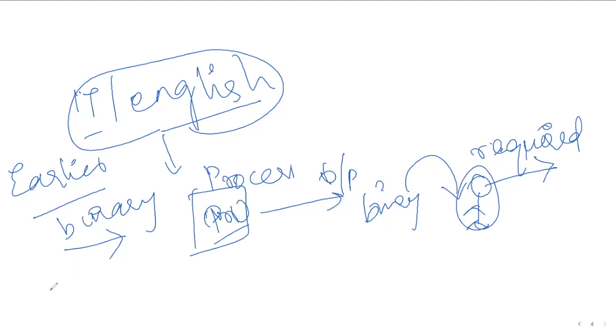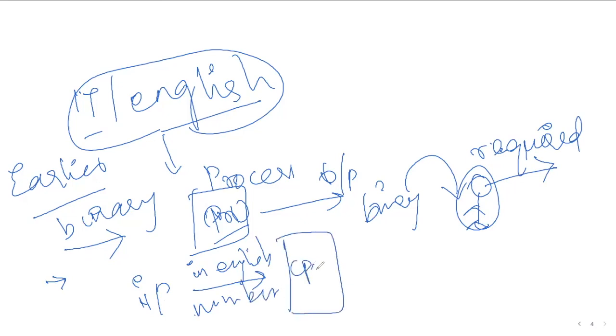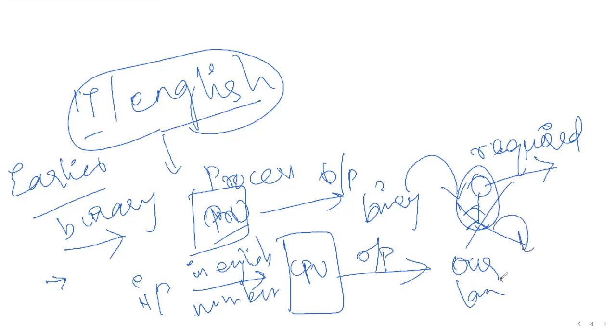Now, because of the evolution in computers, what we give as input is English or numbers or whatever alphanumerics we ourselves understand. We give it to the computer and the output will be in our language. So there is no need for this person. This is called evolution.